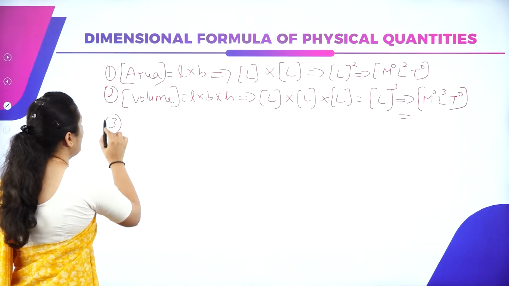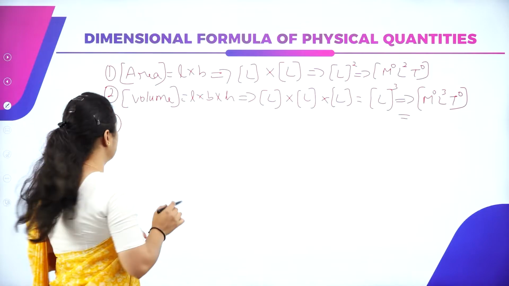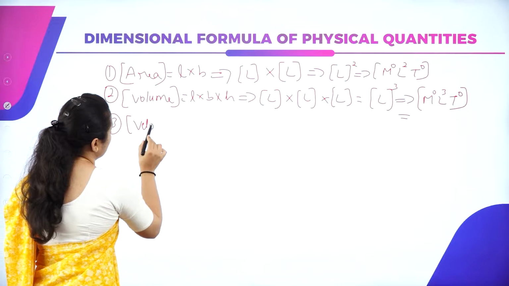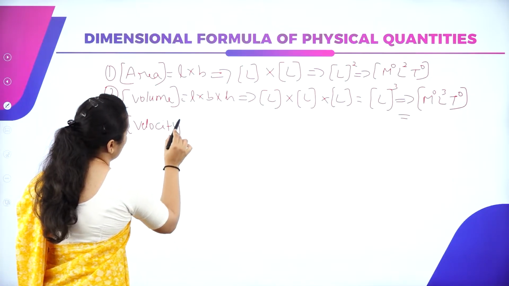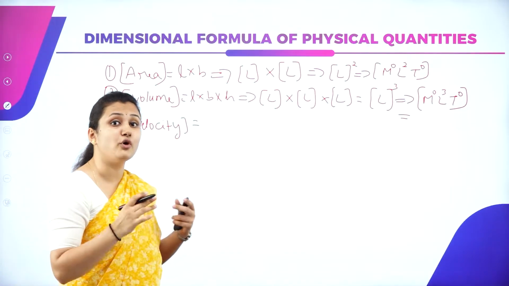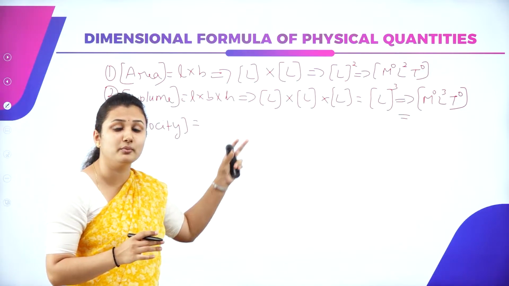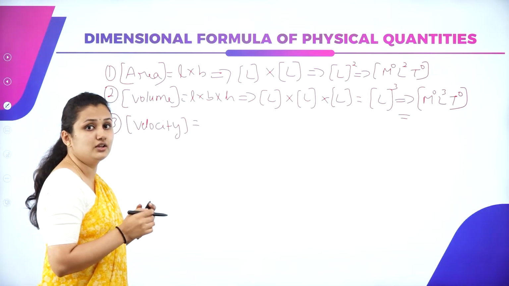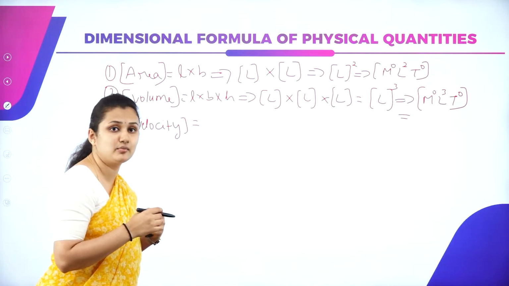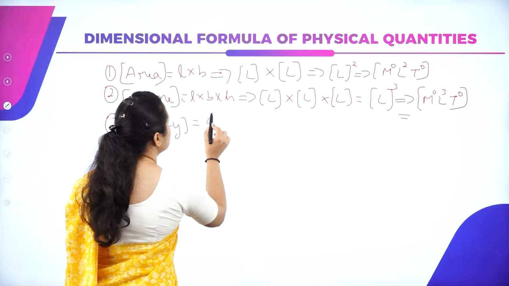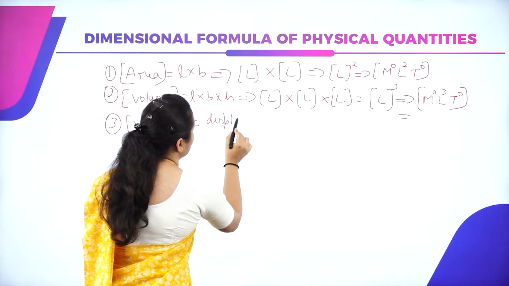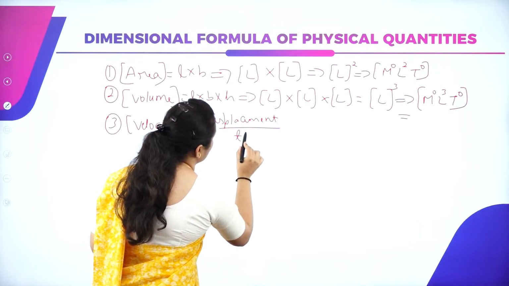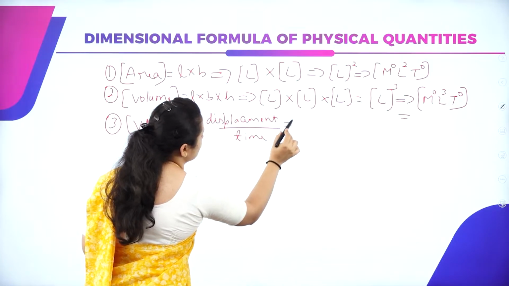Next, third, how do you calculate velocity? You should know the formula to derive the dimensional formula. Mainly you should know what the formula for velocity is. You should know the formula, then only you can calculate the dimensional formula. Velocity is displacement by time. It is easy to calculate the dimensional formula, isn't it?